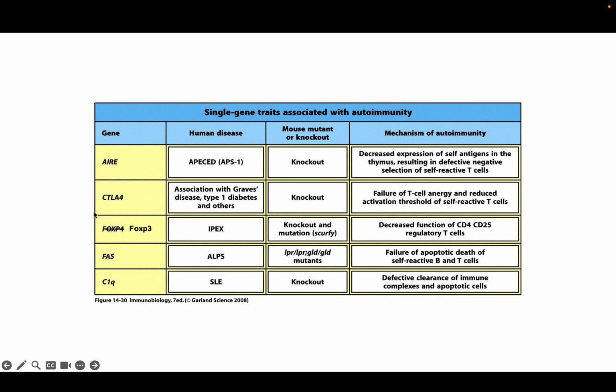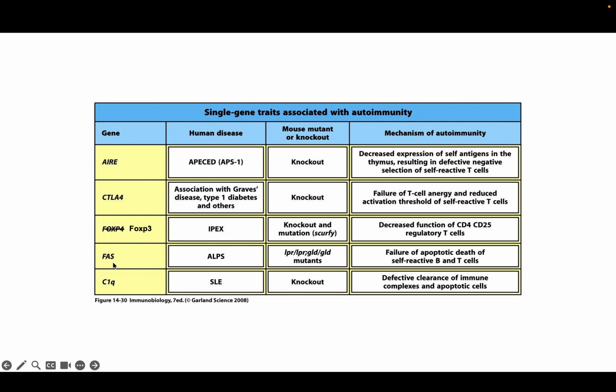CTLA4. CTLA4 is a co-stimulation molecule that induces anergy, and it's found in your Tregs. So Tregs use CTLA4 to push T cells into anergy. It stops dendritic cells from presenting antigens. It stops everything. So if you remove CTLA4, you're removing a lot of the peripheral tolerance, and you actually get Graves' disease, type 1 diabetes, and other types. So it's multiple. FOXP3. FOXP3 is the transcription factor found in Tregs. You remove it, you remove your Tregs, and you remove almost all of your peripheral tolerance.